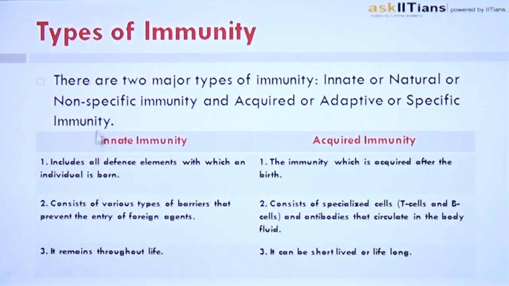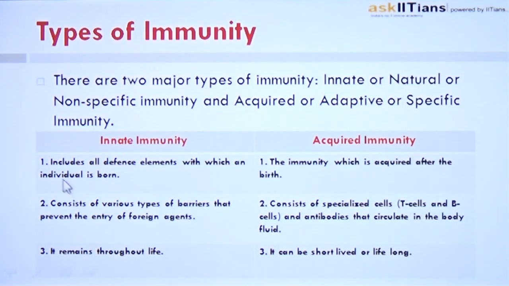So let's begin with the types of immunity. There are various types of immunity, but the two major types are innate immunity and acquired immunity. Innate immunity is also known as natural immunity or non-specific immunity, and acquired immunity is also known as adaptive or specific immunity. So let's have a look at the differences between innate immunity and acquired immunity.